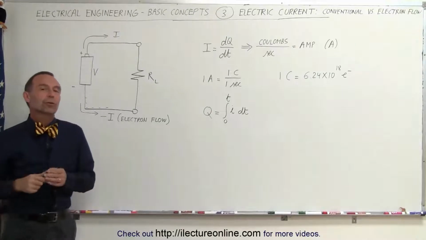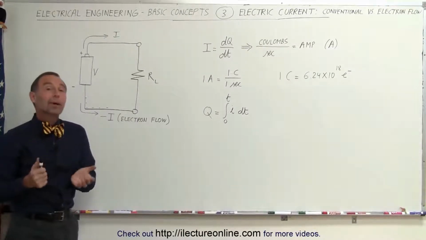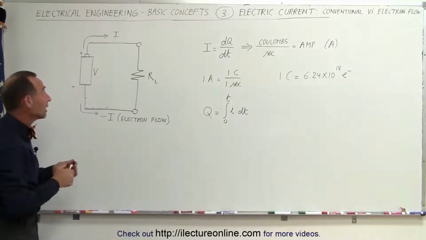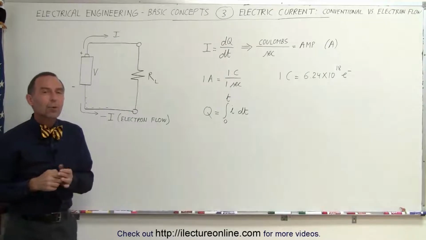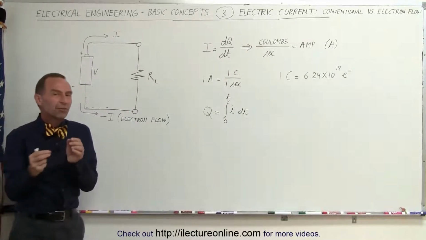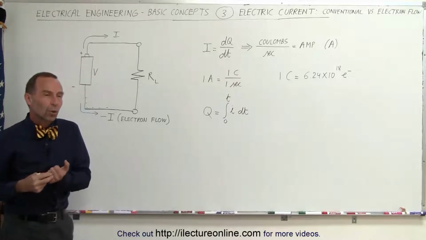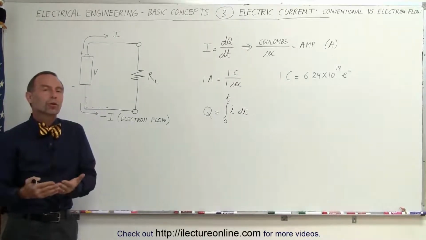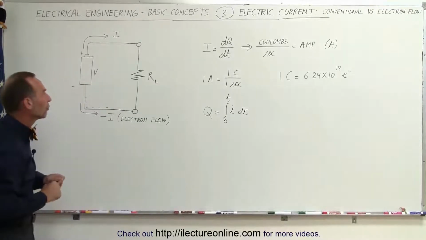That's the conventional current. That's basically the current concept set up by Benjamin Franklin. He claimed that there are positive charges flowing through the circuit. However, at the time, we didn't understand what the positive and negative charges were. We knew there were positive charges. We knew there were negative charges. We didn't know which ones were flowing through the circuit. So the assumption was made, let's just call it the positive charges moving through the circuit.